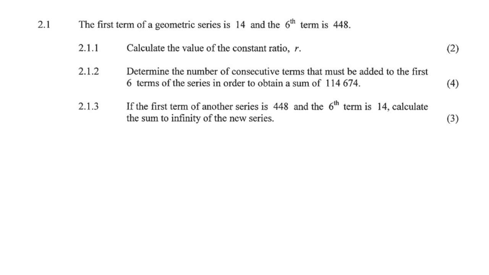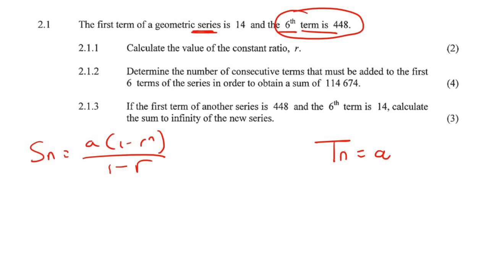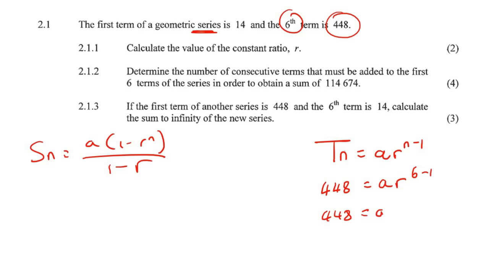Okay, so what we can do is, they're saying that the sixth term, so when we're talking about a specific term, you're not going to use this formula. I know they said a series over there, but within that question they're saying the sixth term, so we use the Tn formula for geometric, which is this one over here, and they're saying that it has a value of 448. A, r, and then n is the sixth term, so that's 6, but now they said that the first term is 14, so a is the first term, so that's 14. So I can just do that.